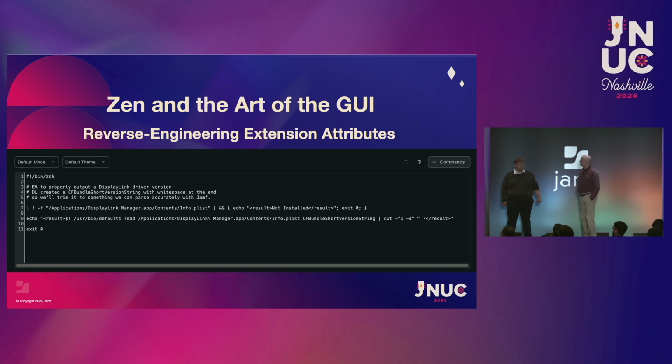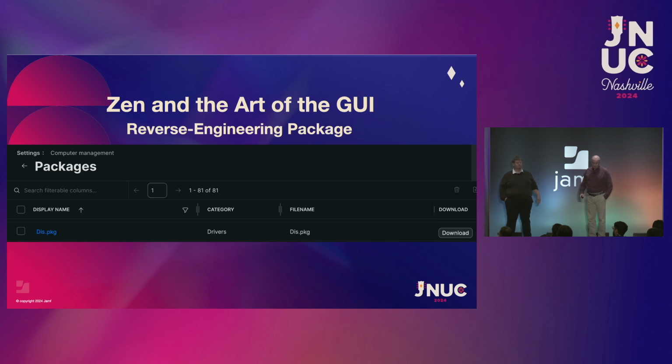And that gives us the next clue, where it quite clearly is looking for DisplayLink Manager, and it's looking at the Info.plist, and it's looking to see if it's installed, and then it's doing some weird things trying to find out what the version number is. Yep, okay, cool, right. We now know what this thing is. What does the rest of it do?